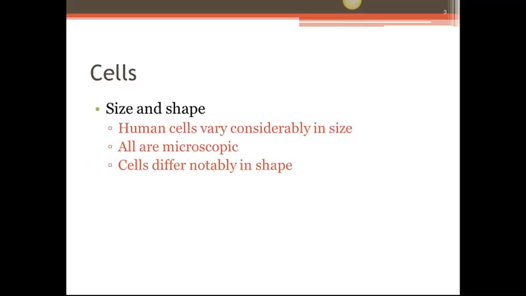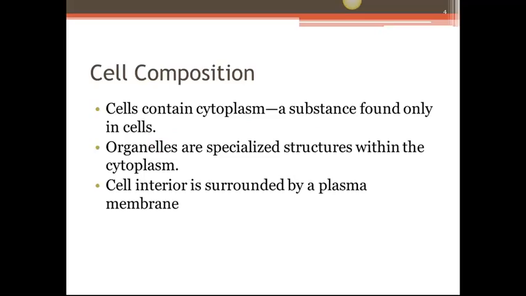Cells have various different shapes and sizes, so the human cells can vary. The ovum is 150 micrometers and the red blood cell is 7.5 micrometers. So there's vast variables in size as far as the human cells. They are all microscopic. Cells differ in their shape. They can be circular or spherical, flat, thread-like, or irregular in shape. Just depends on what their function is.